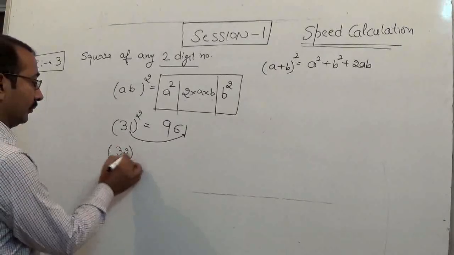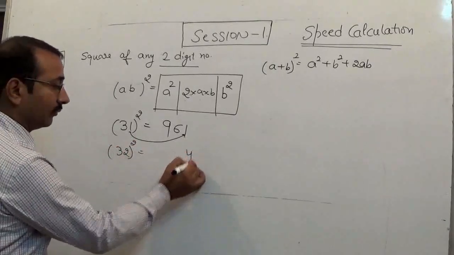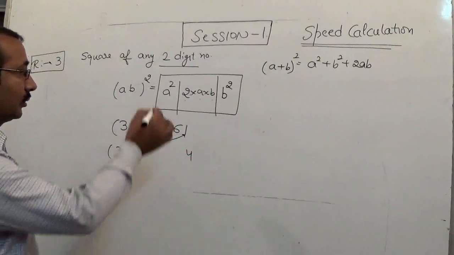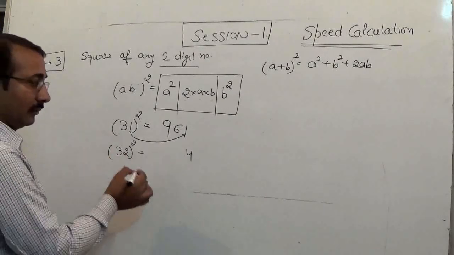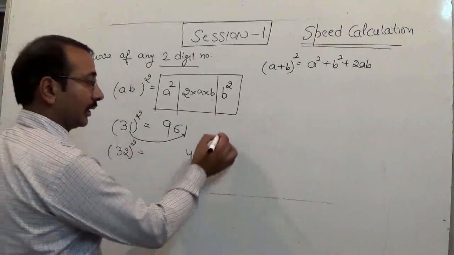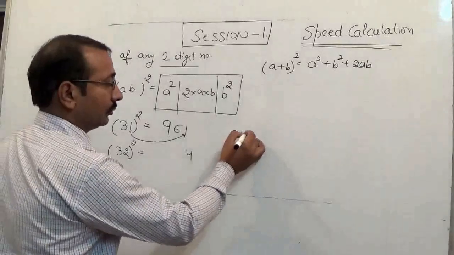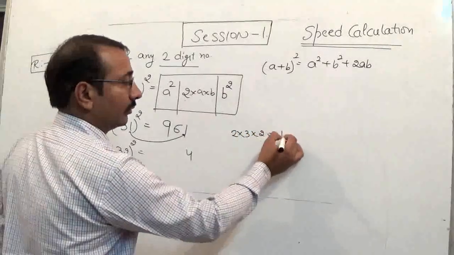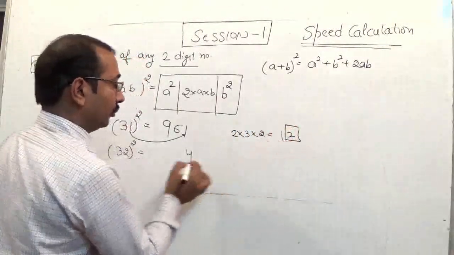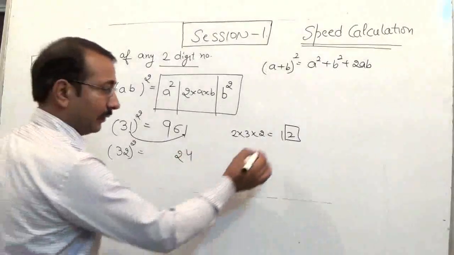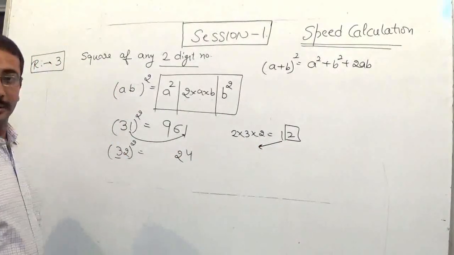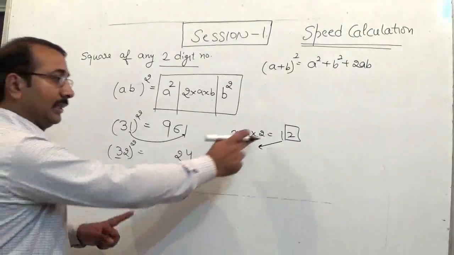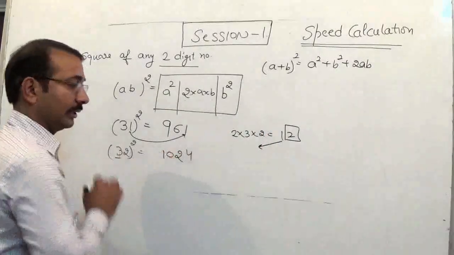32 square. My last place, 2 square, will give me 4. Second place, 2 into a into b. 2 into 3, 6 into 2, 12. Now the first thing that you have to take care of, I am getting 2 into 3 into 2. This will give me 12. I use here only 2 at this place, and 1 will go as a carry. Then I will make a square of 3. It will make me 9, and 1 is carry. 9 plus 1, this will give me 10.